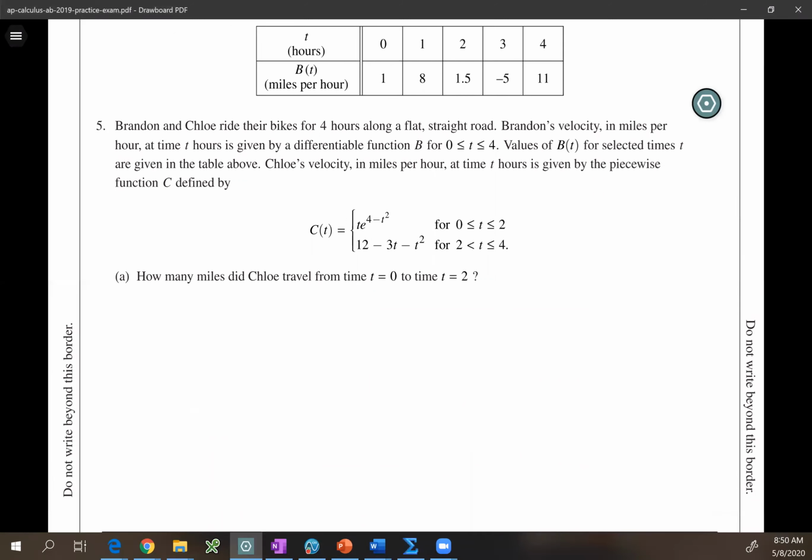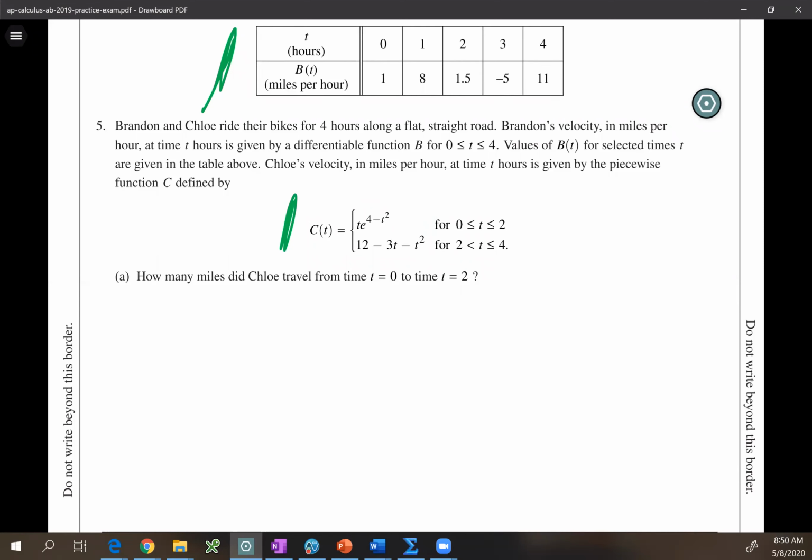It says Brandon and Chloe ride their bikes for 4 hours along this flat, straight road. Brandon's velocity is given in miles per hour. It gives us a table, and then Chloe's velocity is given in miles per hour also, but by this piecewise function. I really like this question. I think this is something we could see, where they're giving us two velocities, one in a table and one in a piecewise. The first one says, how many miles did Chloe travel just from time 0 to 2?